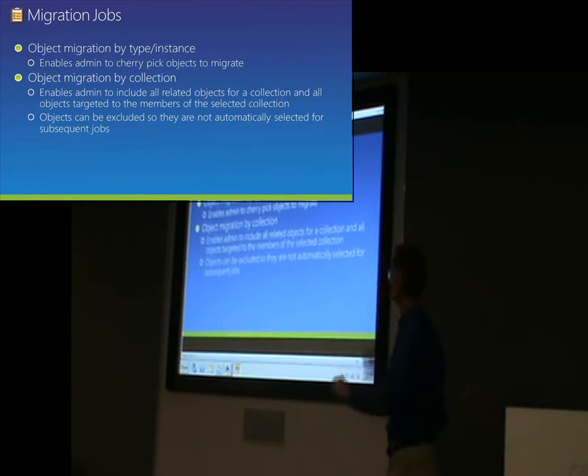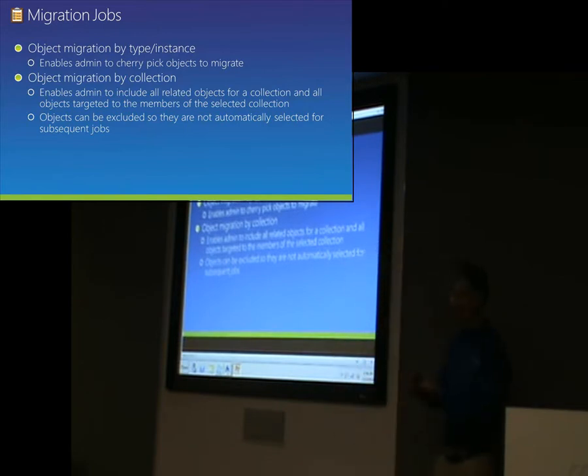There's two different ways to migrate your objects. The top one is by type of object. So software distribution packages, OS images, task sequences. So I go by object type. And that, as he says there, you can cherry pick which objects you want. You get the most commonly used objects migrated over right away, and I can not migrate over stuff that I know is legacy I don't need anymore.